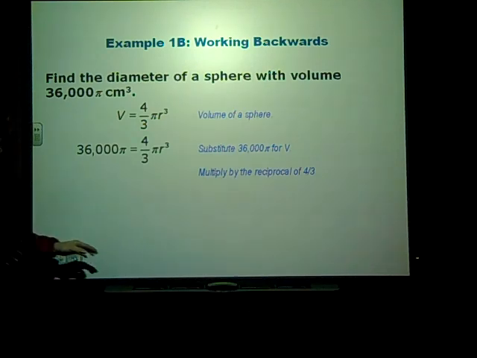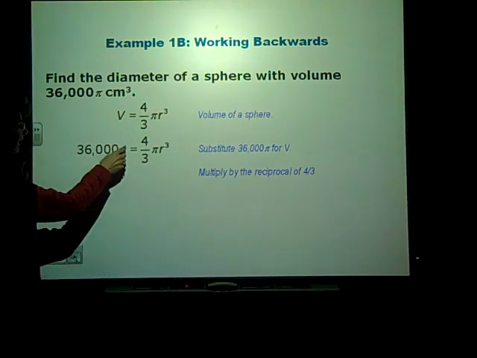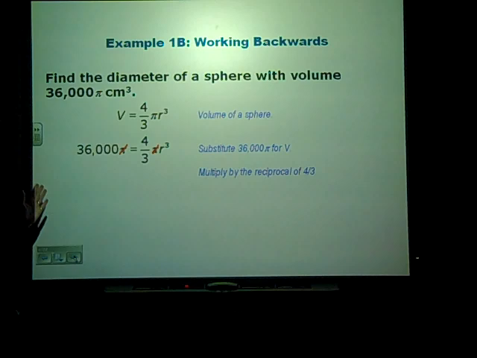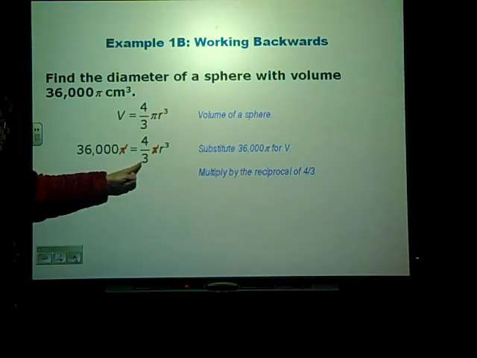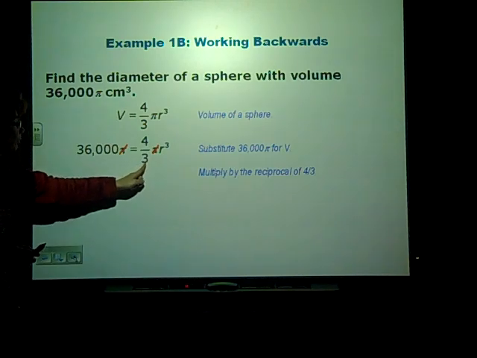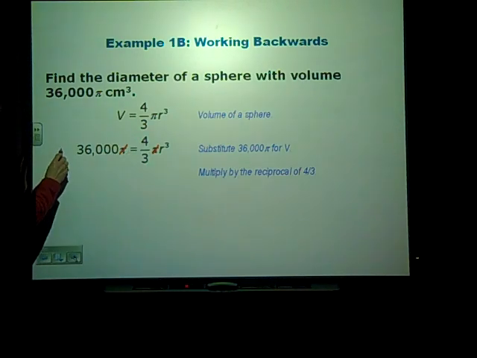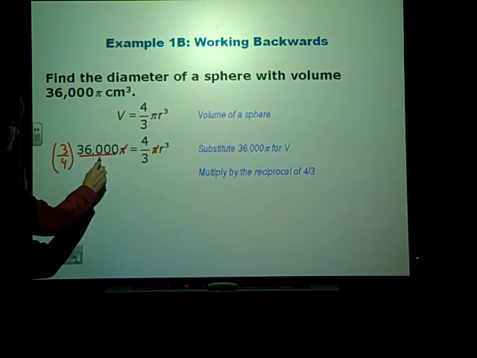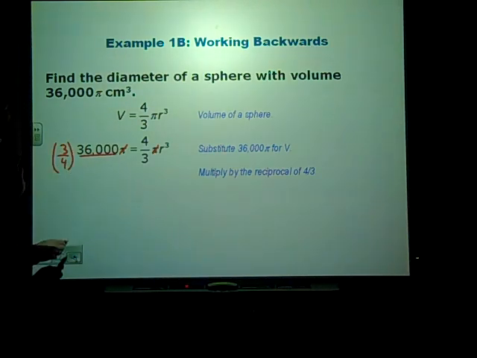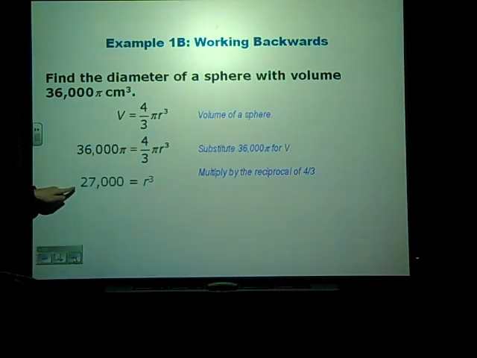Okay? Now, the first thing I would notice is I can divide by pi. And those are going to cancel out on both sides. And then when you're getting r cubed alone, you're really thinking multiply by the reciprocal. So I'm going to multiply by 3/4. Okay? So 3/4 times 36,000. And it's going to get me 27,000. Now I need to cube root my answer.